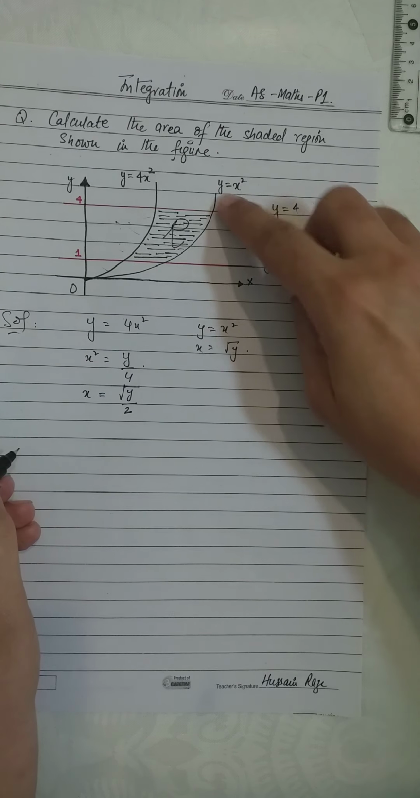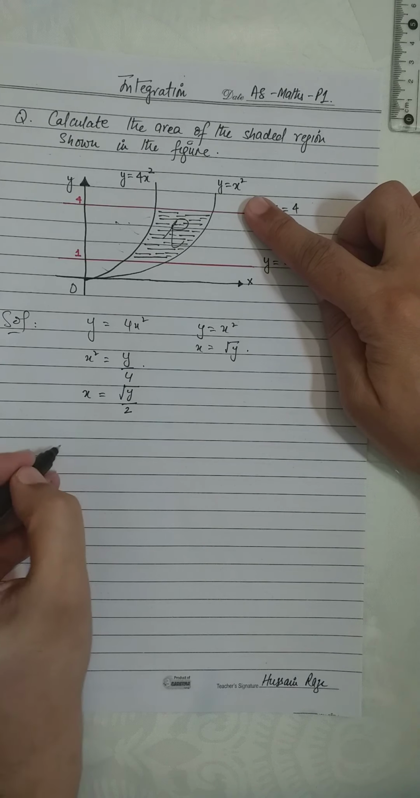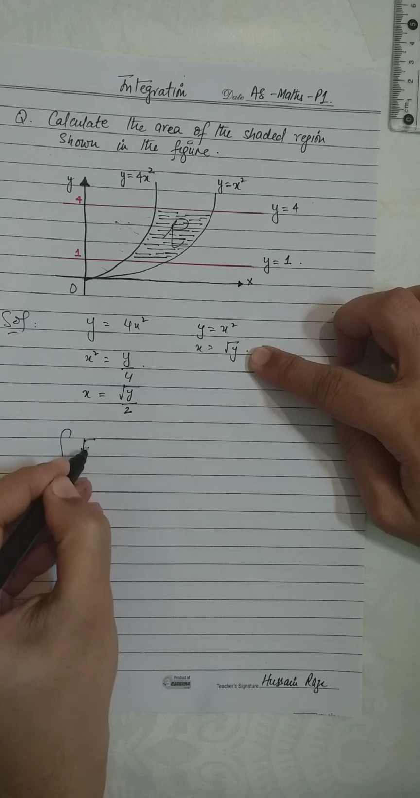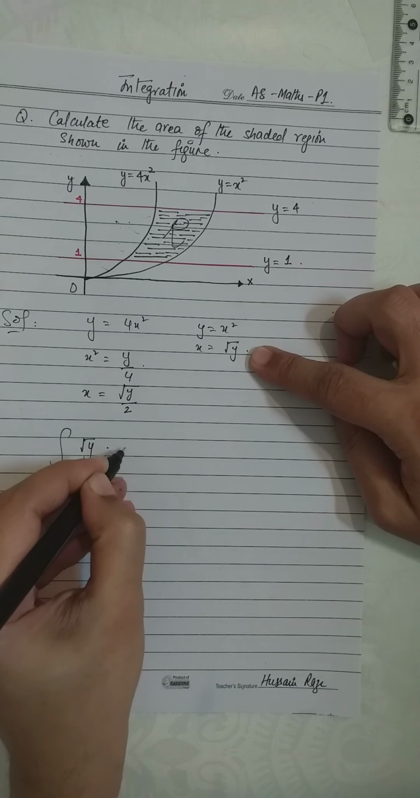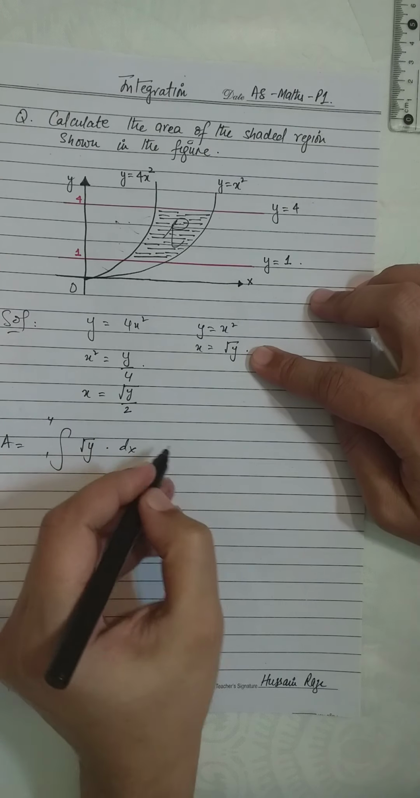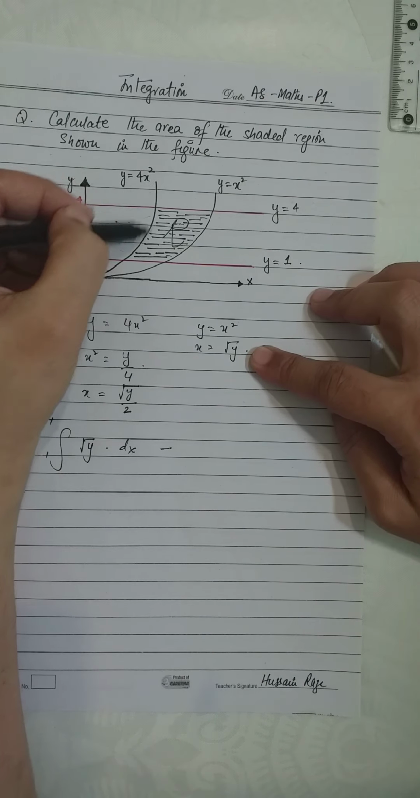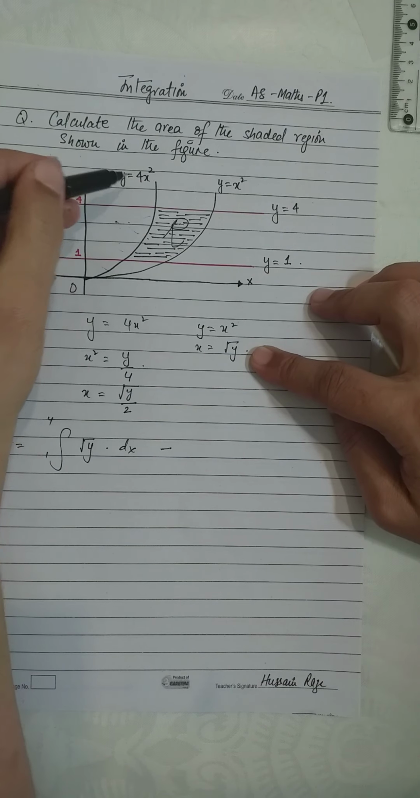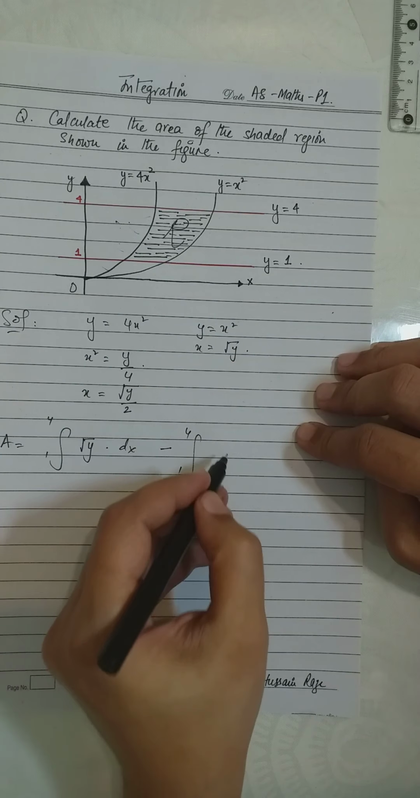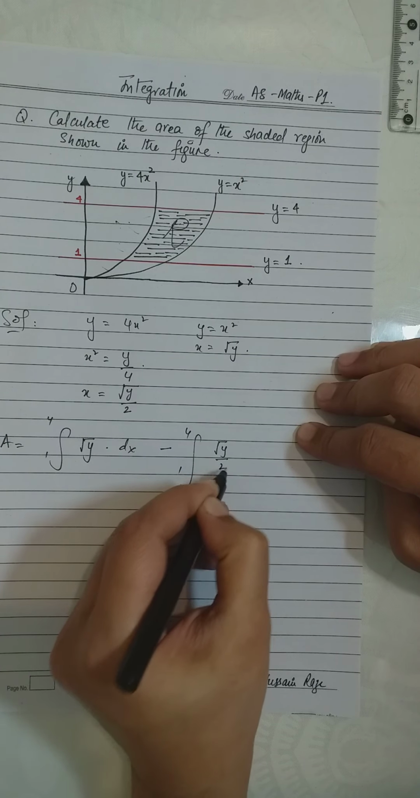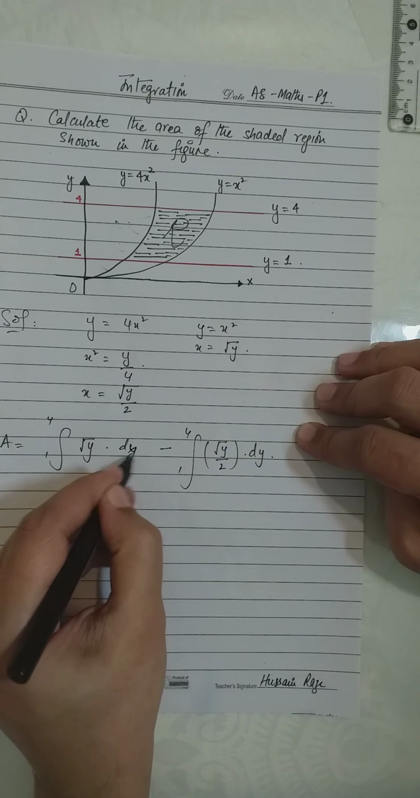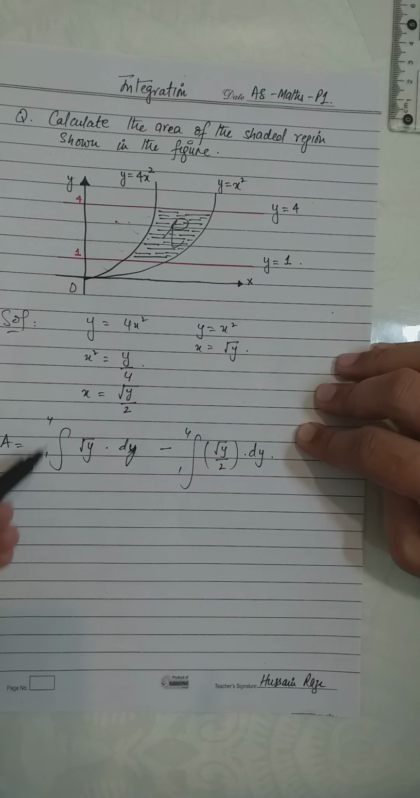So I'm integrating the upper curve first, which is this. So I'll integrate this y dx for one area. Then I'll subtract the integral of this equation, which I've got right over here, with the same limits 4 and 1. With respect to y, this is also with respect to y, since we are taking the limits of y.